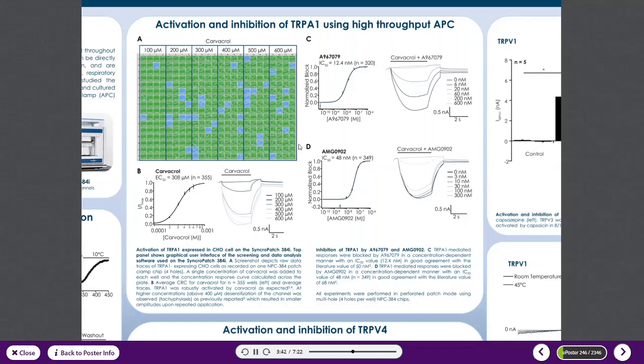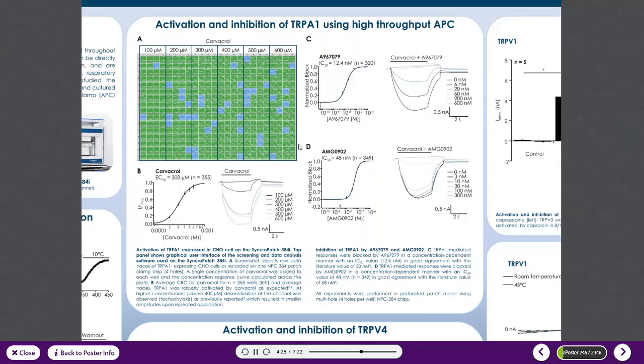Panels C and D show block of TRPA1 by A967079 and AMG 0902 respectively. TRPA1 was first activated 3 times by 300 micromolar carvacrol to check that the current was stable, and then carvacrol was co-applied with the inhibitor. The IC50 for A967079 was 12.4 nanomolar for an average of 320 wells, and for AMG 0902 was 48 nanomolar for an average of 349 wells, both in good agreement with literature values.